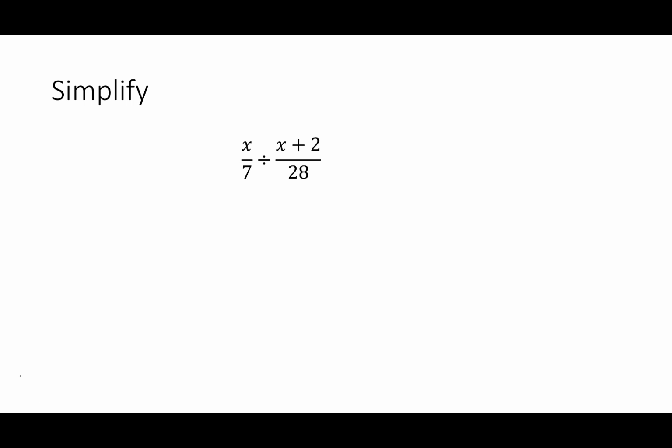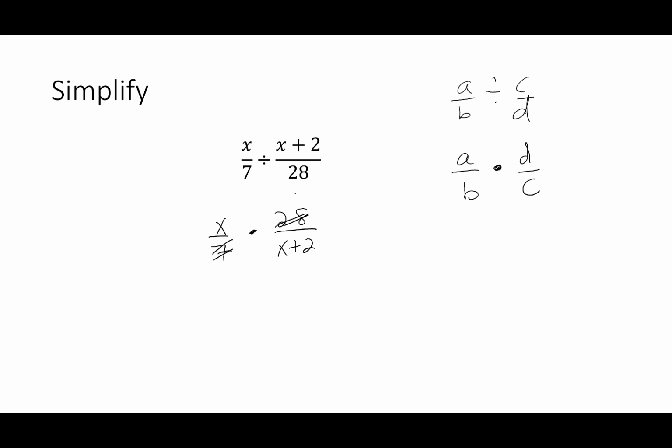Let's try some with division. This is x over 7 divided by x plus 2 over 28. Now, really important to think about when you're doing division, so like a over b divided by c over d. You're going to leave the first term alone. It'll still be a over b. The division turns into multiplication, and you are going to flip the second term. So now I have a over b times d over c. So for our example, x over 7, I'm going to make it times 28 over x plus 2. So division becomes multiplication, and we multiply by the reciprocal.